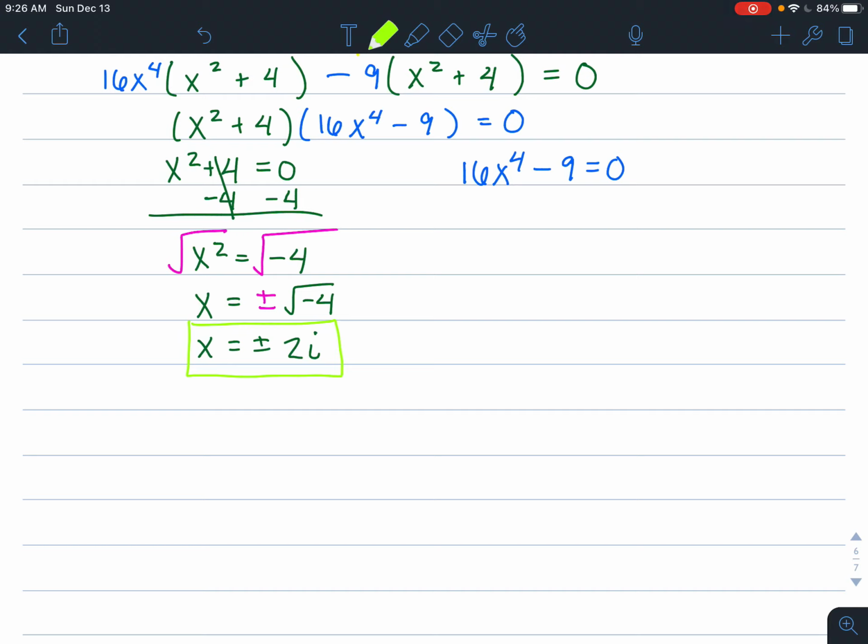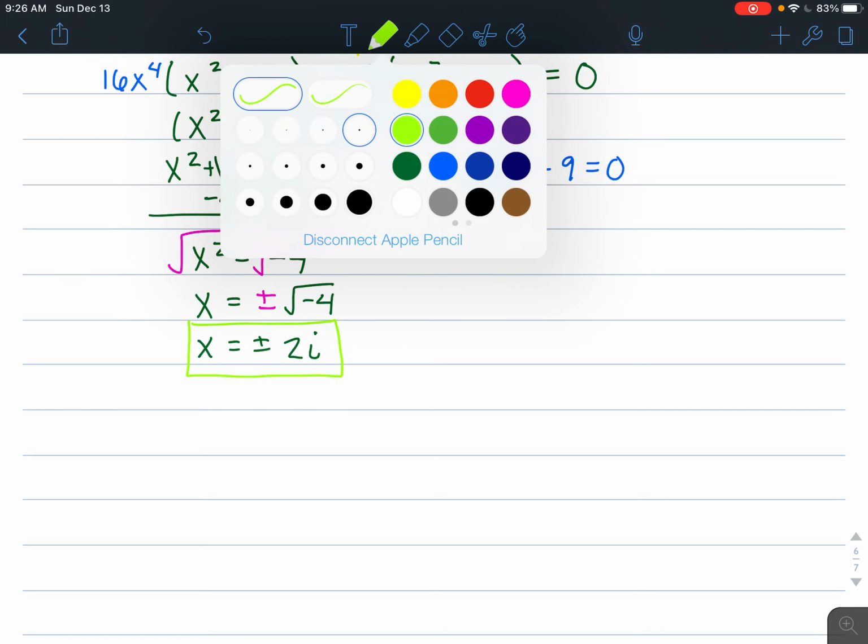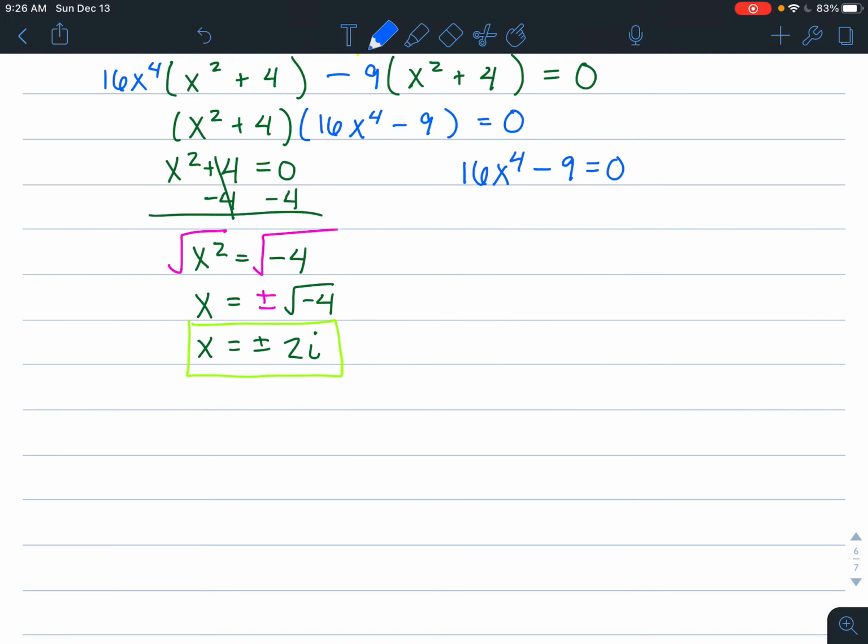So now let's go over and focus on the blue equation, 16x to the 4th minus 9 equals 0. So we have an x to the 4th power here. If I look at this, 16 and 9 are both perfect squares. So this is actually a difference of perfect squares problem. So the first thing I'm going to do is rewrite them. So it's something squared minus something squared.